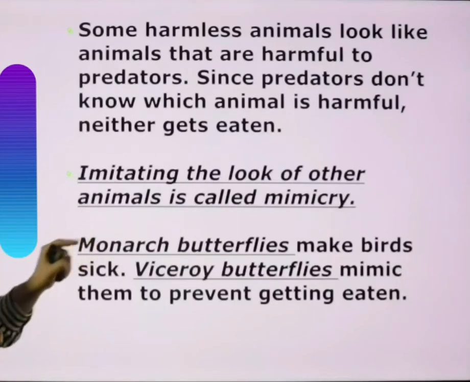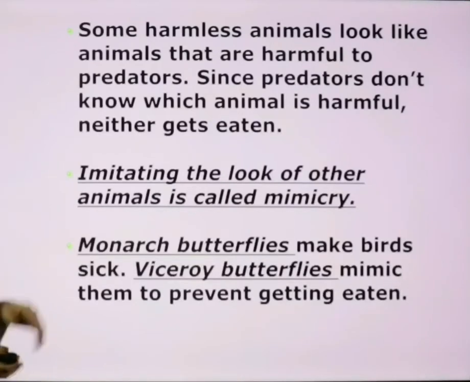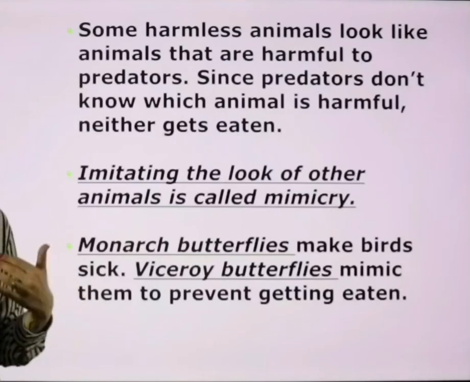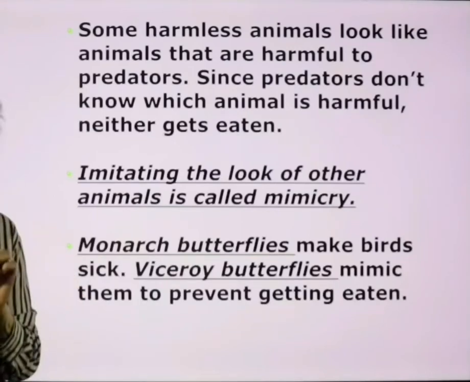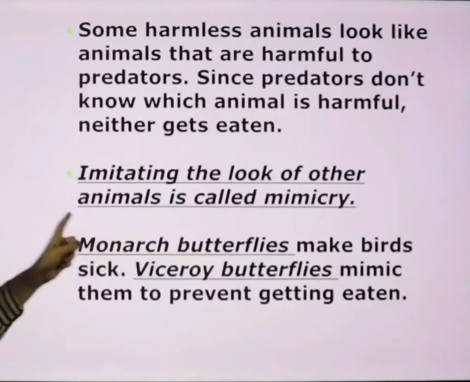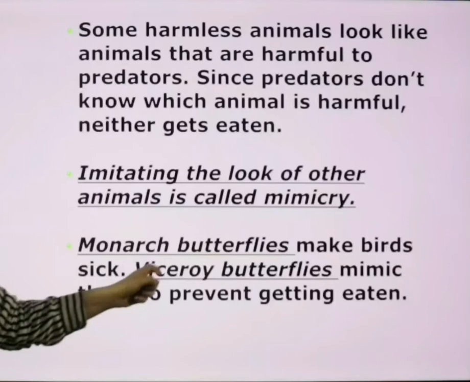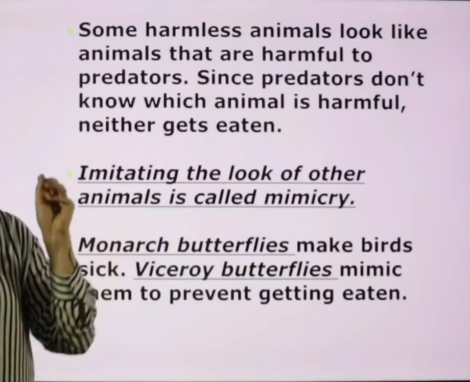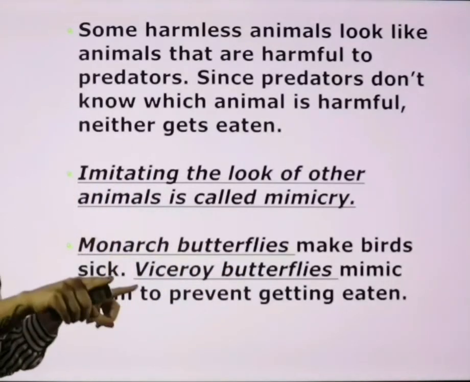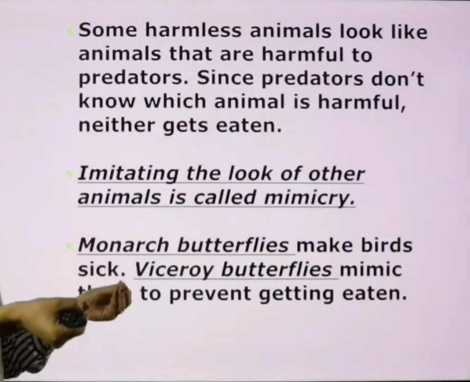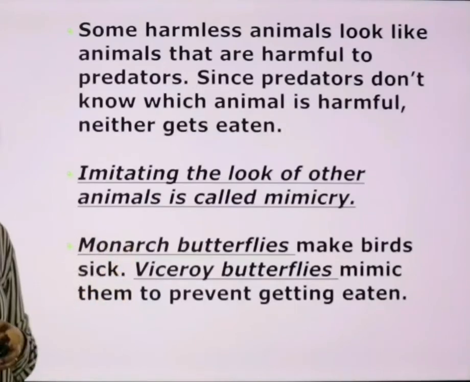Monarch butterflies make birds sick. So there's a kind of butterfly called the monarch butterfly. This specific kind of butterfly makes the bird sick. So the birds would never eat this monarch butterfly even if they're extremely hungry, because they know that this butterfly would kill them. Viceroy butterflies mimic or imitate them to prevent getting eaten. So let's imagine this. A bird sees two butterflies, one monarch and one viceroy. Do you think that the bird will go to eat the viceroy?